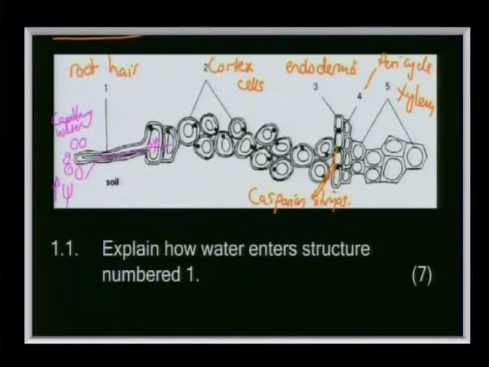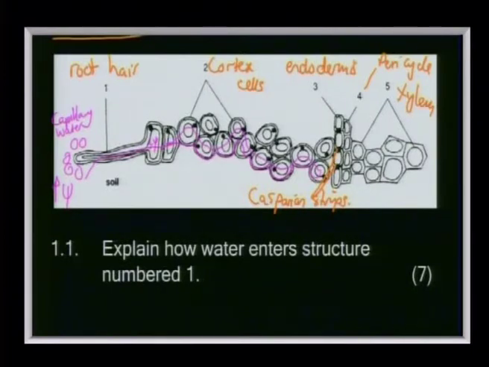Now, the water can either move through the cortex cells, and if it's going from cell to cell, it's symplastic movement of the water, or the water will move via the cell walls and the intercellular air spaces, okay, all the way along until it gets to the endodermis.